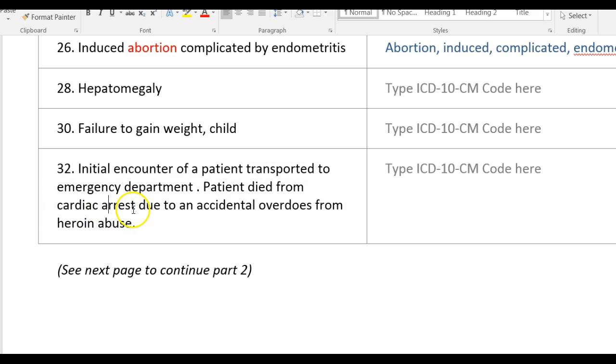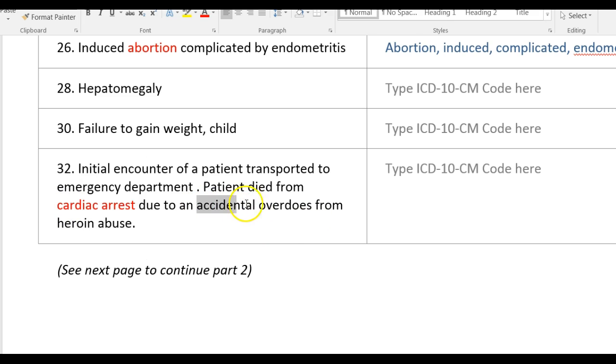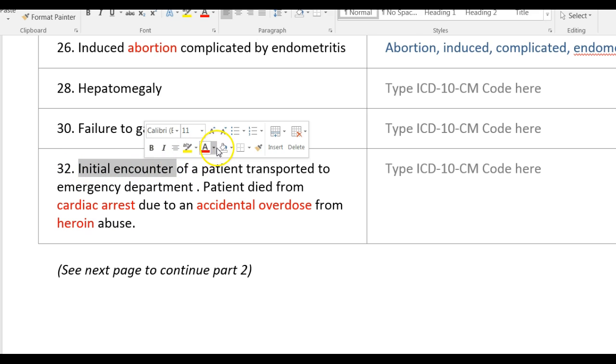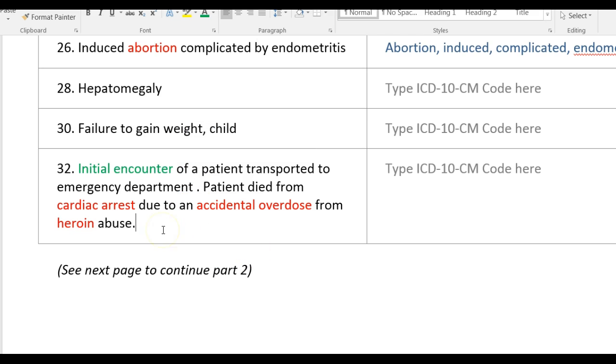So we're going to highlight some information in here. Cardiac arrest, red. And then we're going to say accidental overdose, which is not spelled properly. Accidental overdose. And then we're going to see heroin. That's another main term. Initial encounter. So we're going to deal with the table of drugs and chemicals, and we're also going to deal with external cause of injury.